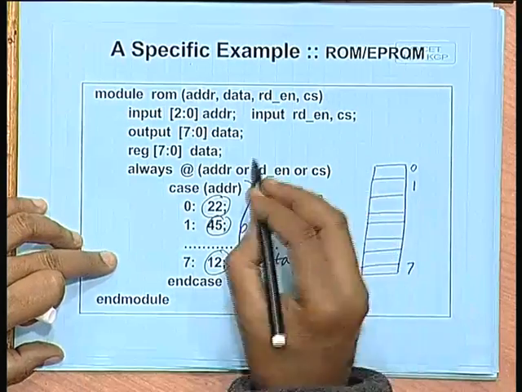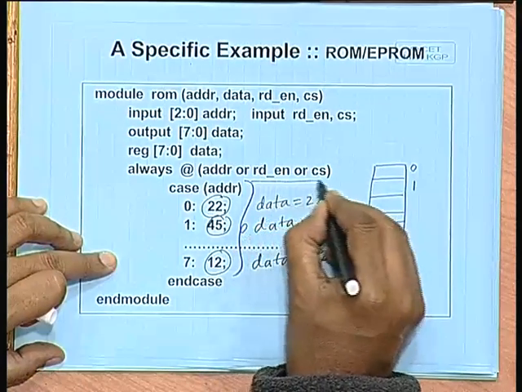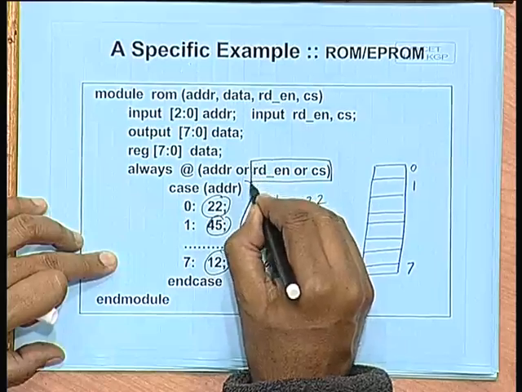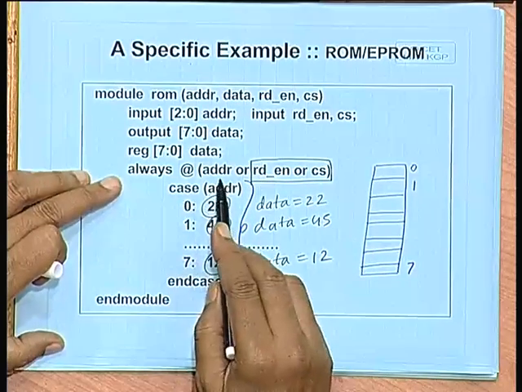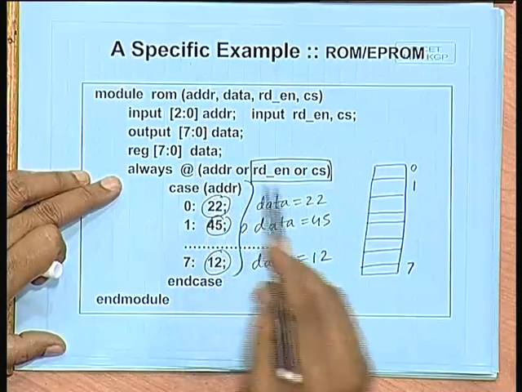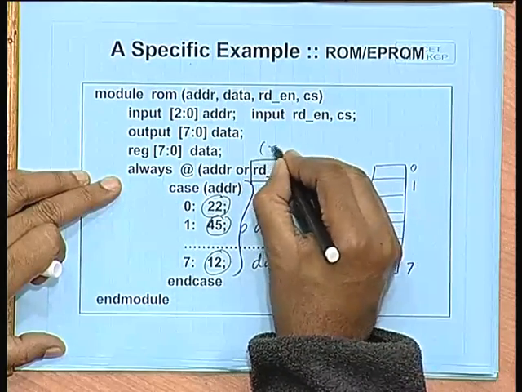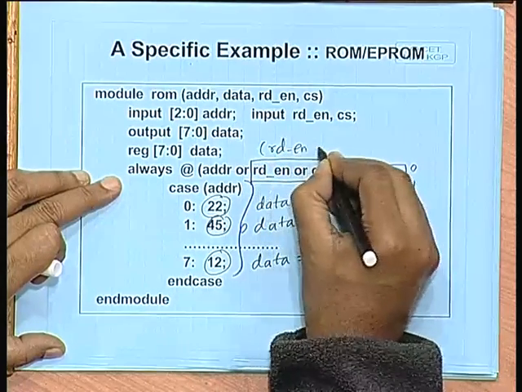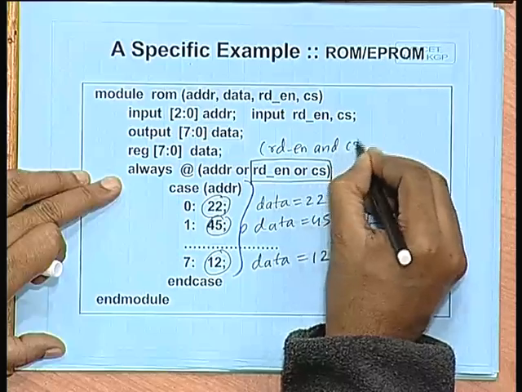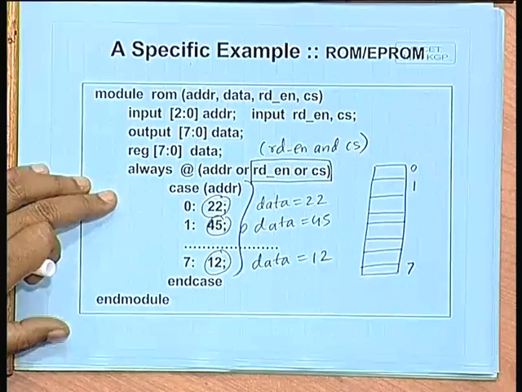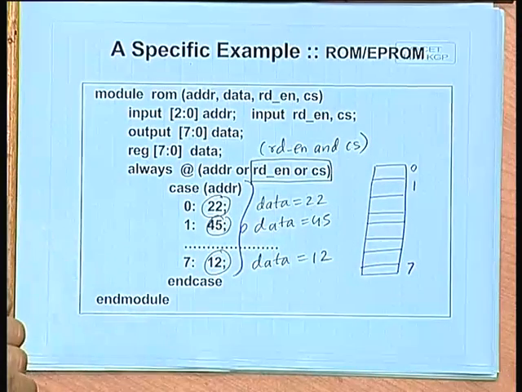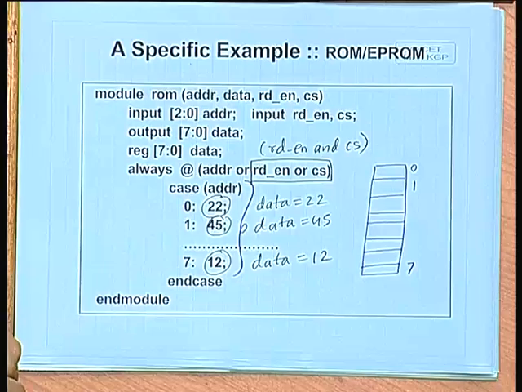Yes, yes. So, this condition is also not correct, I believe. This will say if either the address changes or both these two are active, read enable and CS, something like this, then only you read the data. Okay. Fine.